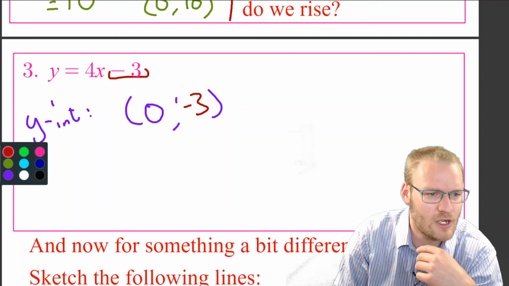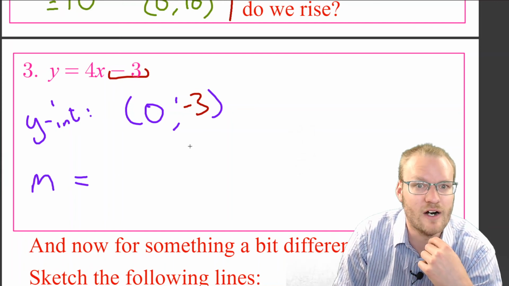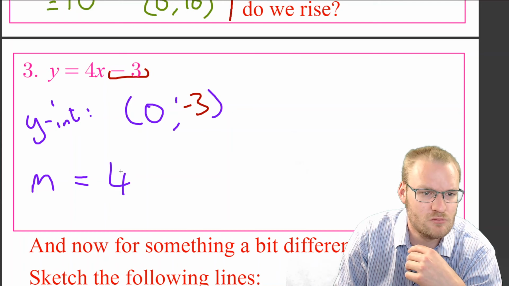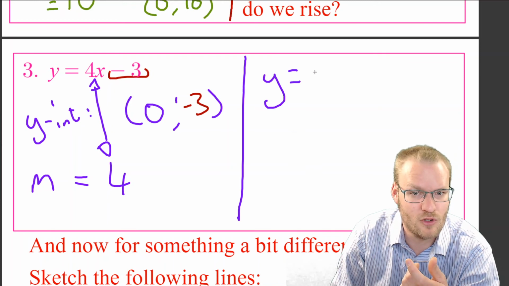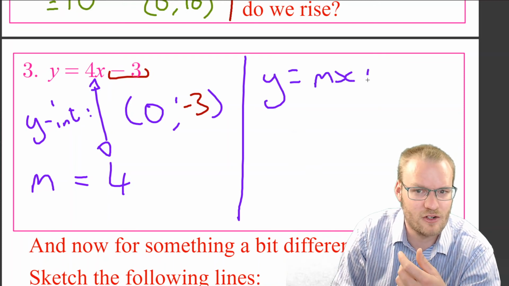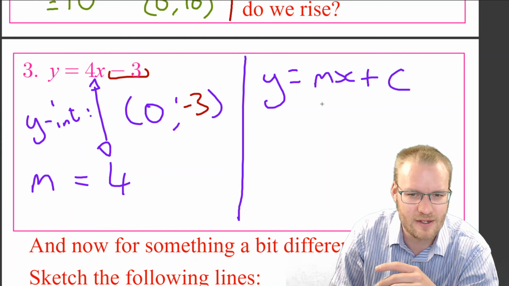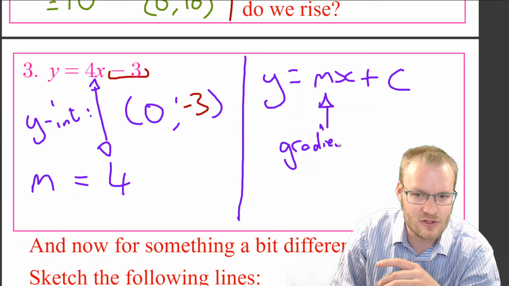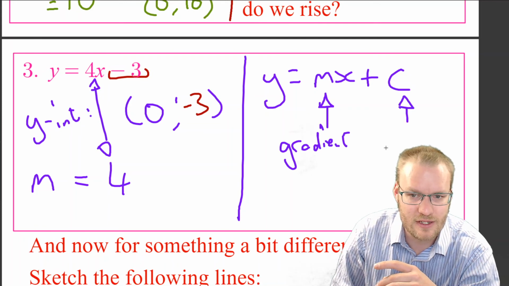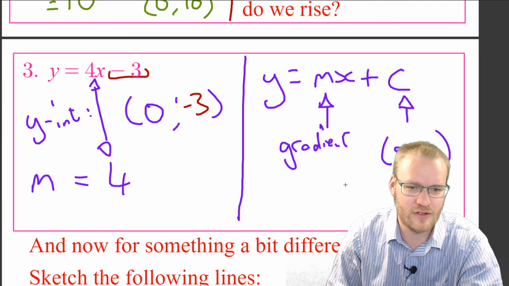Done. What is the gradient, which starts with m, of our graph? 4. There it is, 4. And we know this from our standard form, which you were doing before. All straight line graphs, we can write as y equals mx plus c. This is going to tell us our gradient, and our y-intercept is always going to be at 0, c. But we can always substitute to find it out.